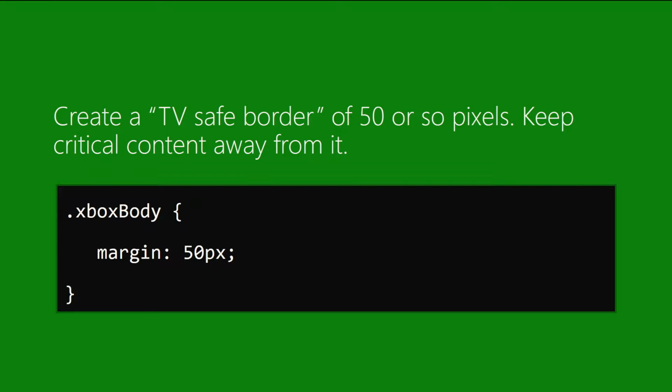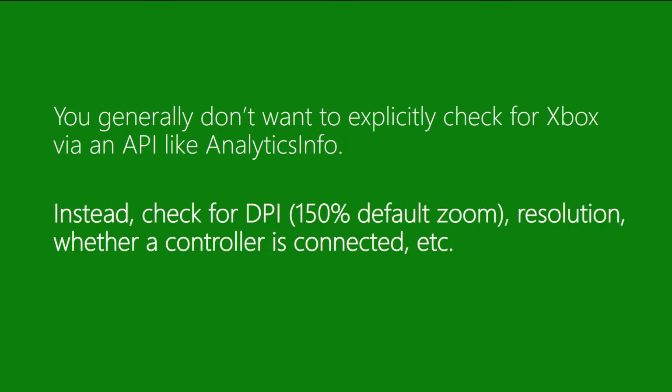Now, this brings up an interesting challenge, though. You want to create a 50 or so pixel border on a TV experience, but you may not want to do that for your phone or your desktop or any other device where you don't really need that extra space. So what do you do for this? In the previous talk, you saw Jason giving a demo where we checked the analytics info API and checked for a value of, let's say, system.xbox or windows.xbox. And that's a fine approach. On the web, though, I think you have a different way of doing this.